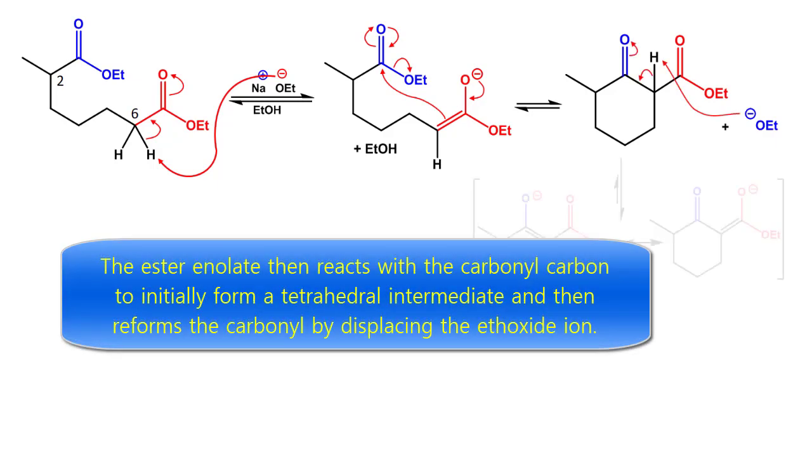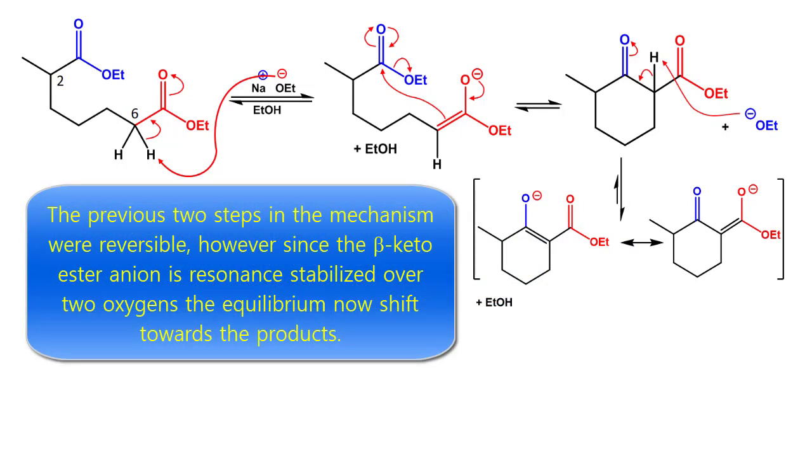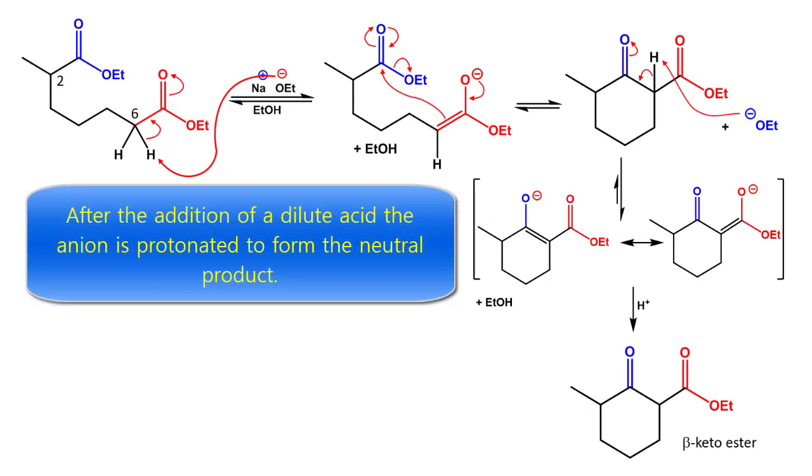The 6-membered ring is then readily deprotonated to form the resonance-stabilized beta-keto ester anion. The previous 2 steps in the mechanism were reversible. However, since the beta-keto ester anion is resonance-stabilized over 2 oxygens, the equilibrium now shifts towards the products. After the addition of a dilute acid, the anion is protonated to form the neutral product.